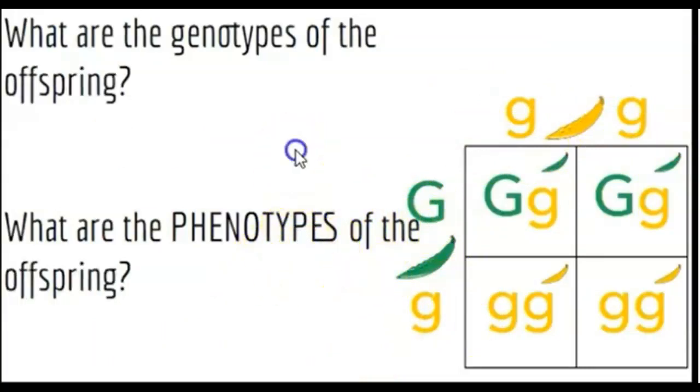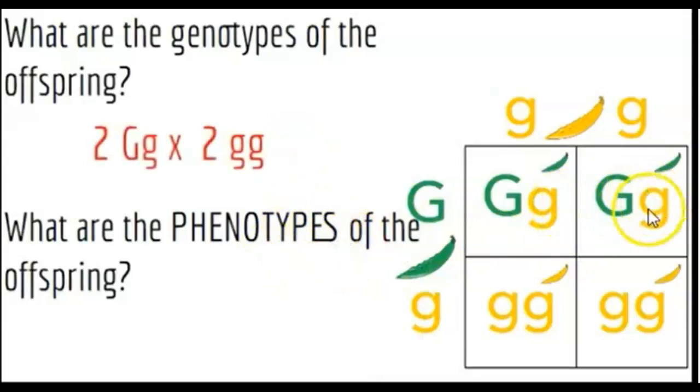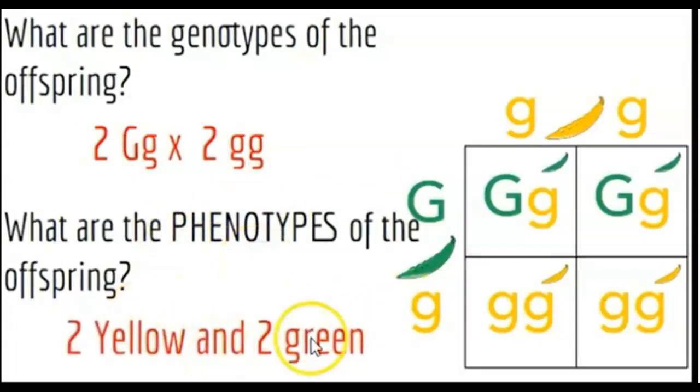What are the genotypes of the offspring? I have 2 that are heterozygous, capital, little, and I have 2 that are little, little. You could also write those as 50% capital, little and 50% little, little, or 50% heterozygous, 50% homozygous recessive. And the phenotypes, what are the physical traits? I'm going to have 2 yellow and 2 green, or 50% chance of yellow and 50% chance of green.